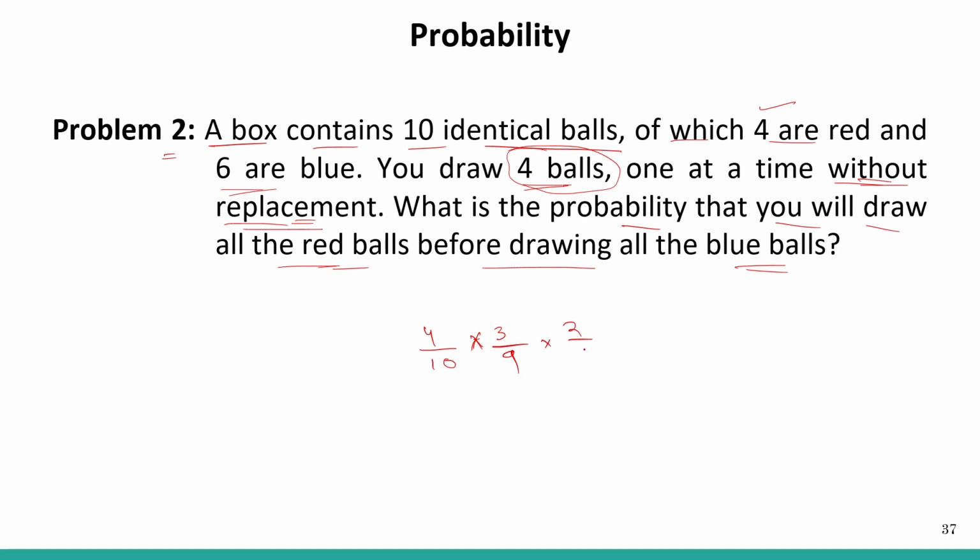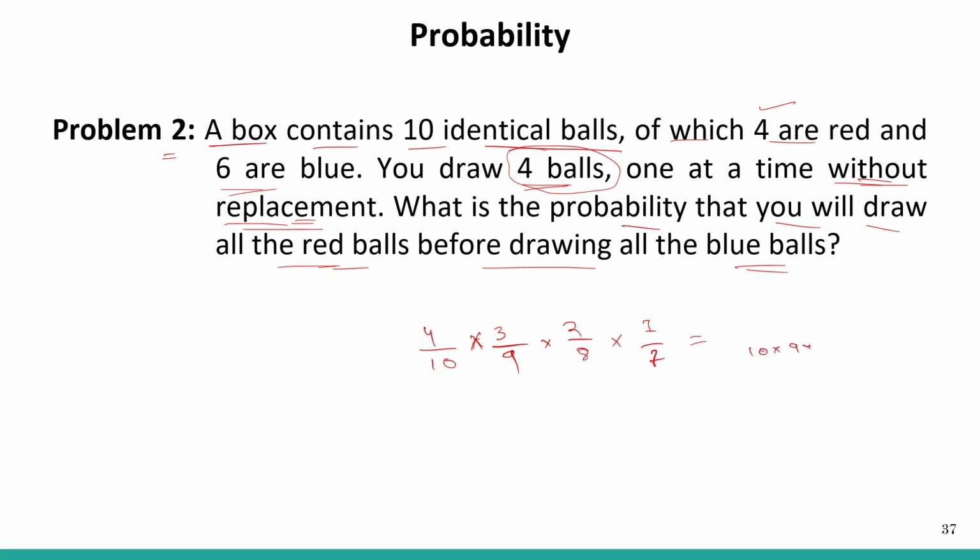So it will be 8, and then it will be 1 by 7. Why? Because the number of balls remaining is actually 7, out of which I'll pick a red ball, and only one is present there because already 3 red balls are picked up. So it will be actually equal to what?